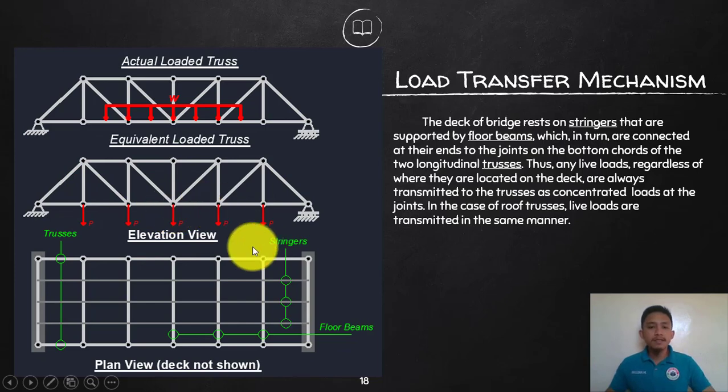This load transfer mechanism is also true for roof trusses, where live loads are transmitted in the same manner. The actual load can be at any position within the bridge, either on the member itself or exactly at the joints, but due to this floor system, it will be transmitted to the truss as joint loads. So that is the load transfer mechanism.